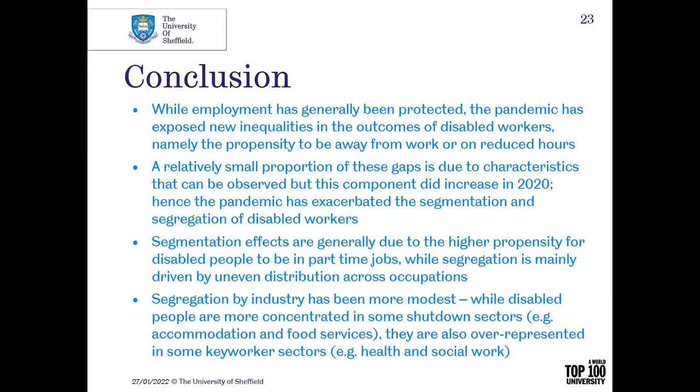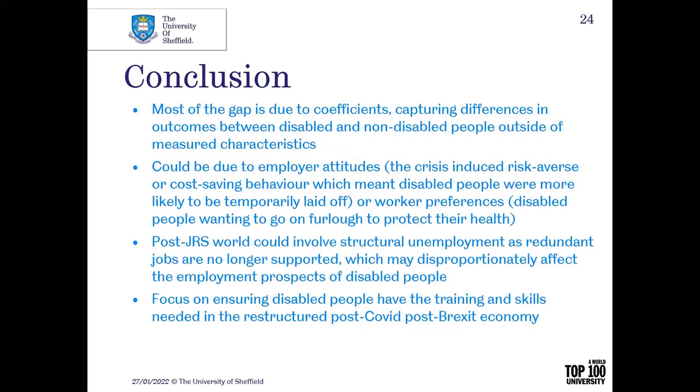And this is particularly due to disabled people being more likely to be in part-time jobs and having uneven distribution across occupations. There is less evidence of a segregation effect, although men with mental health disabilities were more likely to work in accommodation and food services, and this did affect their likelihood of being away from work. Most of the gap remains to do with coefficients, which means that this could be due to employer attitudes. For example, risk-averse employers may have been more likely to want to temporarily lay off or furlough disabled people, or it could be to do with worker preferences. Disabled people wanted to go on furlough to protect their health.